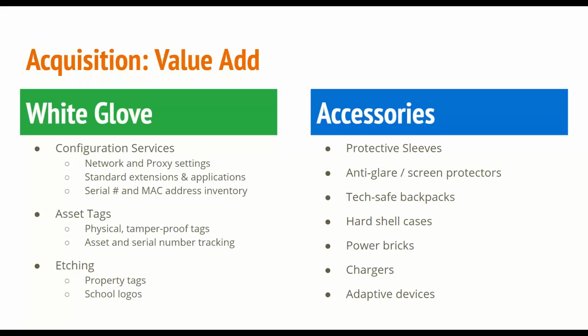Additionally, we can arrange for things such as physical tamper-proof asset tags and serial number tracking. And some schools with the funding and the desire will have property tags etched or even have school logos etched on the covers or the back of the devices. And certainly a whole range of accessories that your students might need. And this really comes down to whether the school is going to provide these accessories or you're going to be looking for students to acquire them on their own.